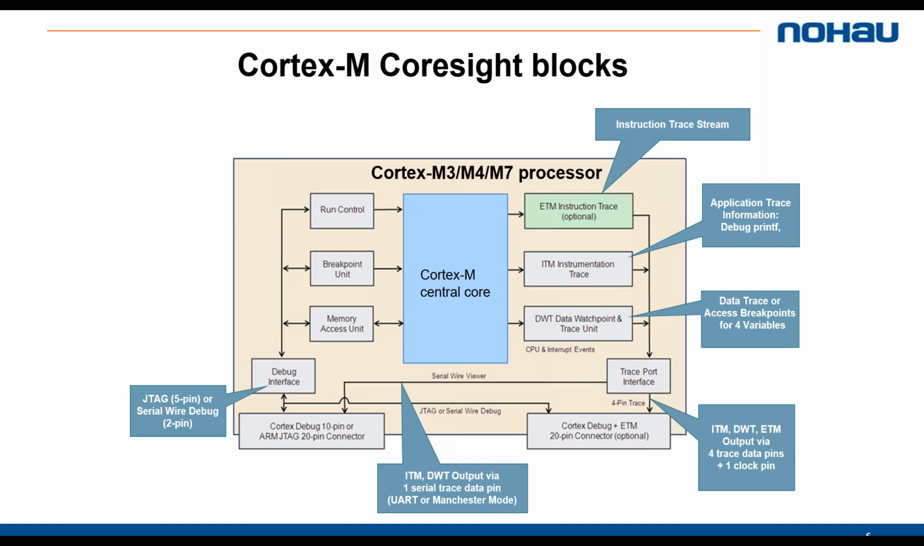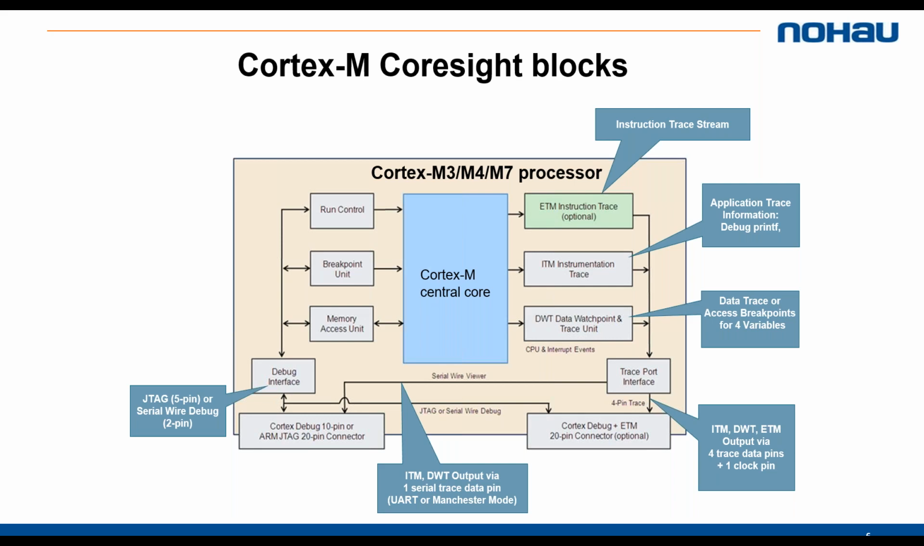The other option for getting your trace out is to use a dedicated trace port. Normally for Cortex-M, the trace port consists of 4 trace data pins and 1 clock pin. So you have 5 extra pins for getting your trace out. For using the ETM, the instruction trace, you need to have a dedicated trace port with these 4 trace data pins and a clock. You can't get the ETM data out over a serial wire output.